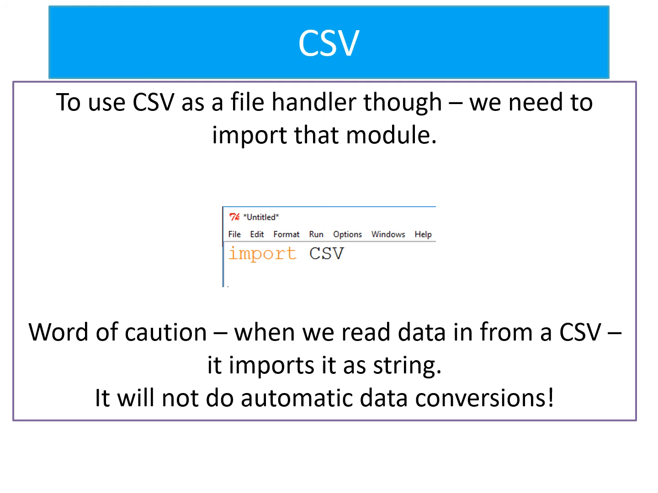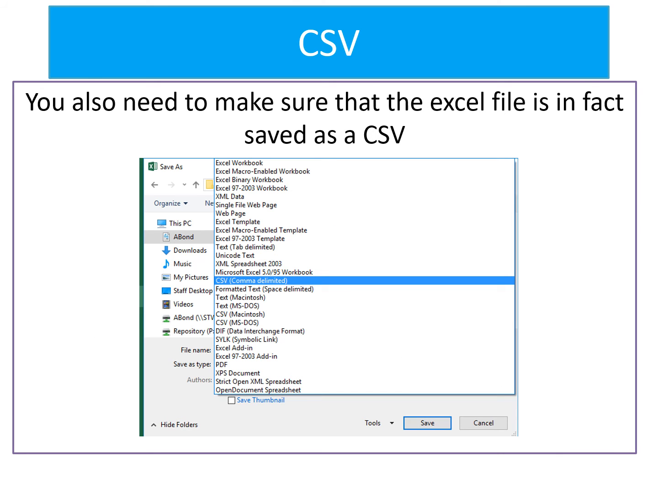To use a CSV file handler, we need to import the CSV module. Now be careful, when we read data in from a CSV file, it imports it as a string. So it's not automatically going to add any data types that you might have from a CSV file or from a spreadsheet. You need to make sure that before you import data in a CSV file, it's saved as a CSV delimited file, just like the one that is shown on the screen.